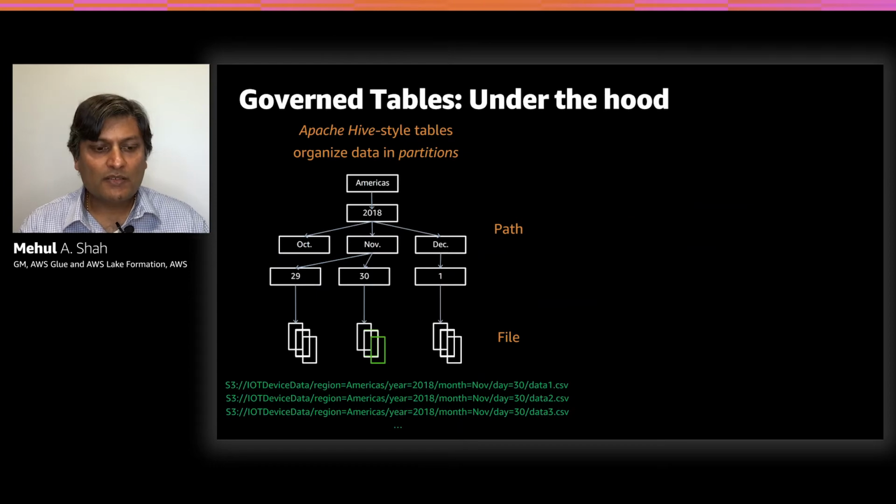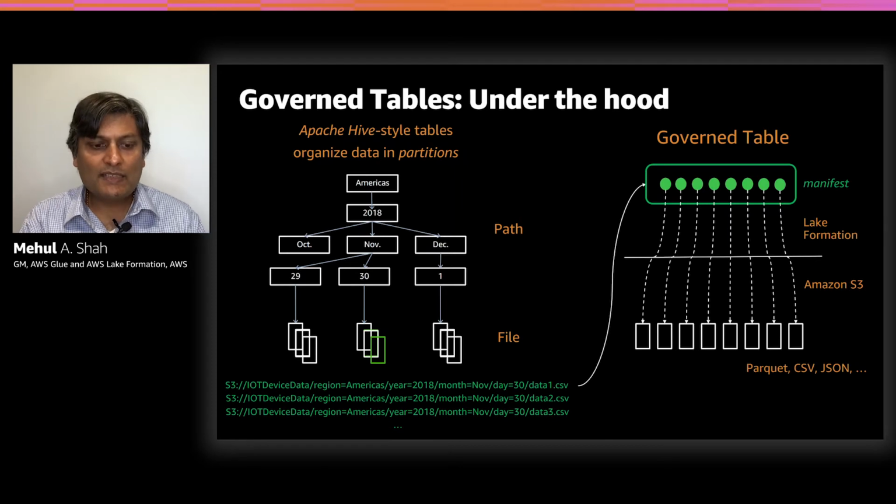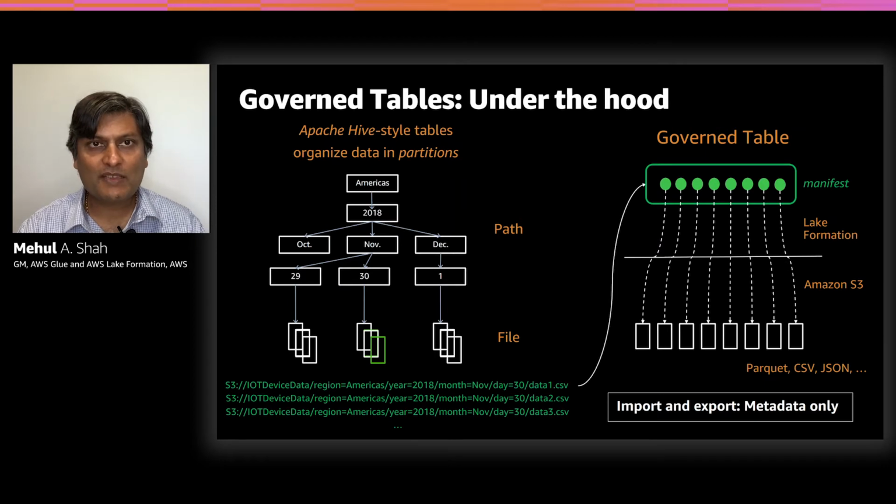To understand how governed tables work under the hood, let's take a look at what traditional S3 data lake tables look like. They're really just Apache Hive style tables. What you do is you take all the rows in your table, put them in various files or S3 objects, and those files are organized under directories, if you will. And the metadata for these files is maintained by S3 itself. Now, a governed table is just like a regular table, except the metadata is now managed by Lake Formation. A manifest basically comprises all the files that are in that table. All of the actual files still remain in Amazon S3. The manifest just comprises all the metadata for those files. And this is why import and export is easy, because it's really just a metadata operation.